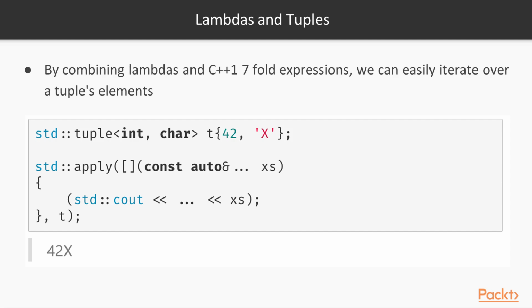And now I'm using a C++17 fold expression that will stream all the elements inside the xs parameter pack to std::cout. If you're not familiar with this syntax, this basically means to expand every element contained inside this pack as part of this streaming operation. The final result is 42X. If you think about it, this is a way we can model iteration over the elements of a tuple as we are executing a particular operation on every single element contained inside it.